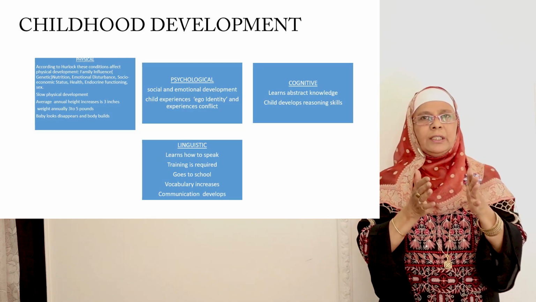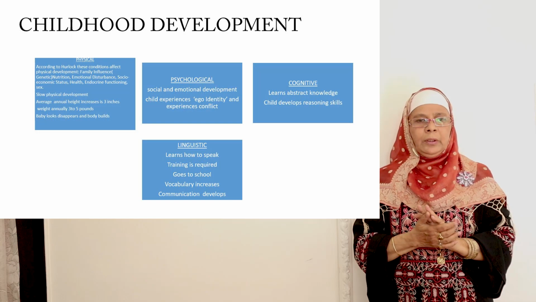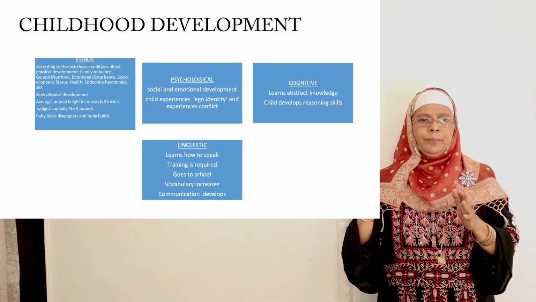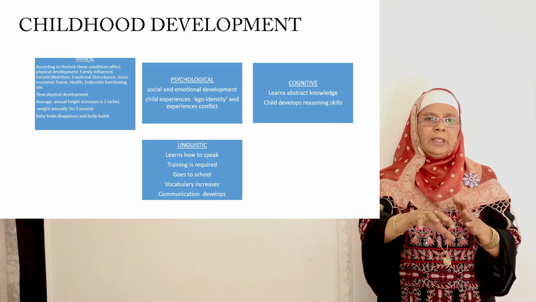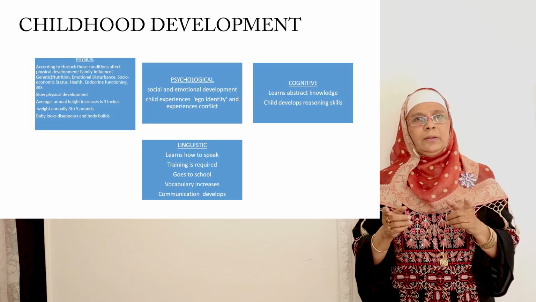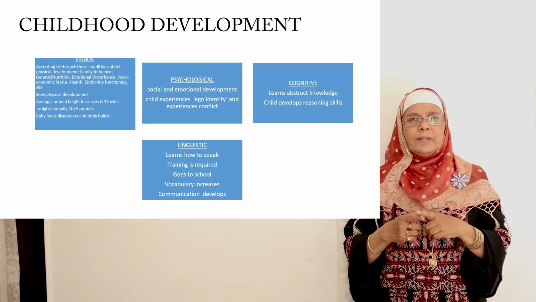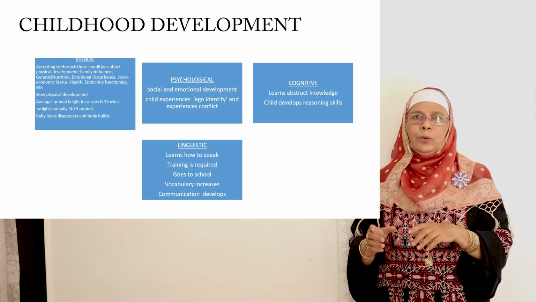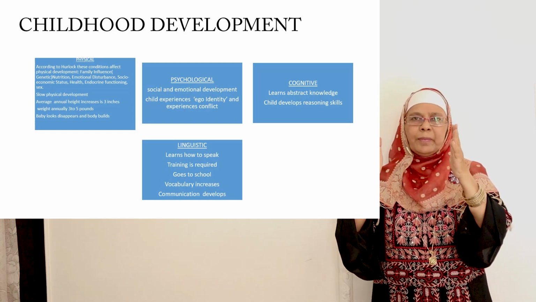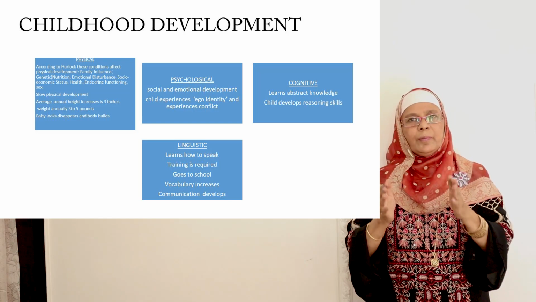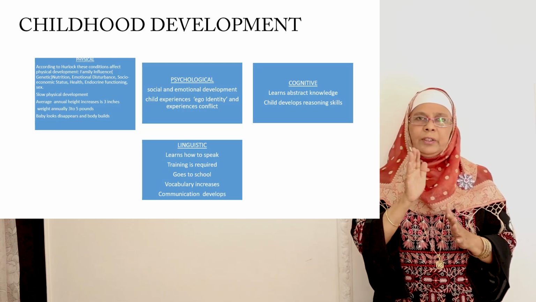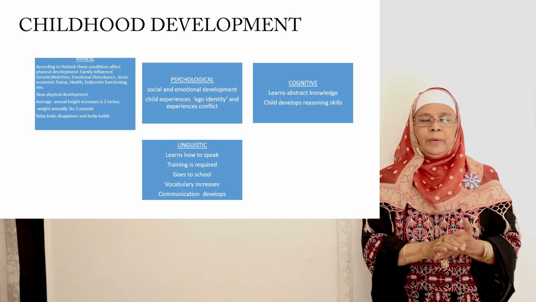Let us come to the physical development of the child. There are many factors which affect the physical development of the child. And what are those factors? First is family influence, that is genetic, totally inherited aspects. The child inherits many genetics from his parents and grandparents. So this is going to affect their physical development.